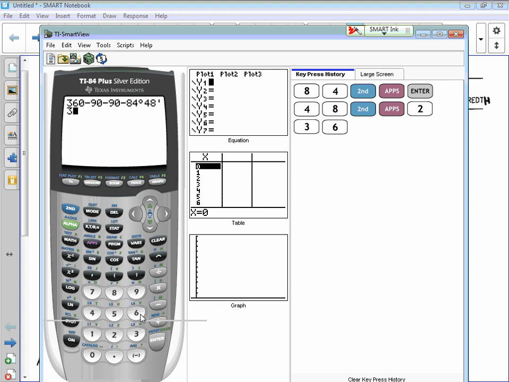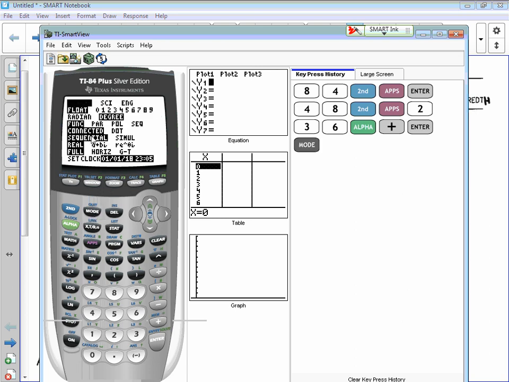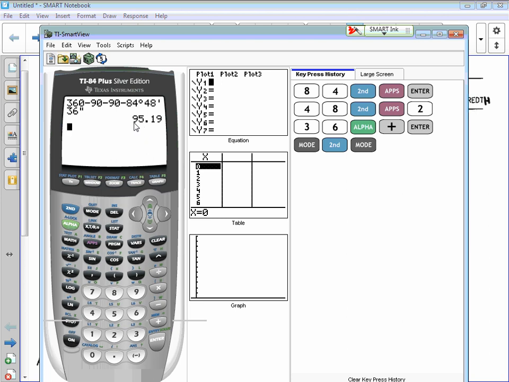This is the one that's even stranger yet. There must be a better way, but I haven't found it. So now we have 84 degrees, 48 minutes, and 36 seconds, and we can just hit enter. And it gives us 95.19 degrees. While we're on the subject of degrees, we should make sure that we are in degree mode, which we are.